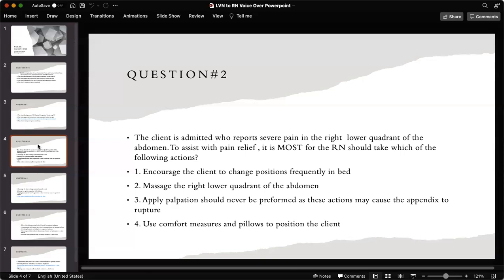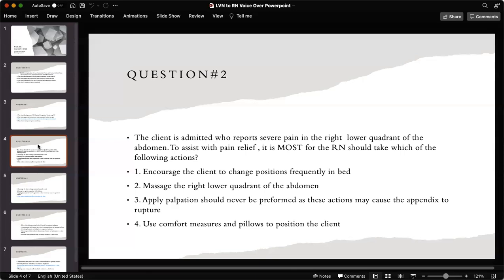It's not specific enough. So I'm going to hang on to it for a reason, because I want to show you something. Then number 2, massage the right lower quadrant. Of course, we would not do that because we don't want anything to accidentally burst, as number 3 talks about with palpation because of the appendix. So number 2 and number 3 are just not safe.